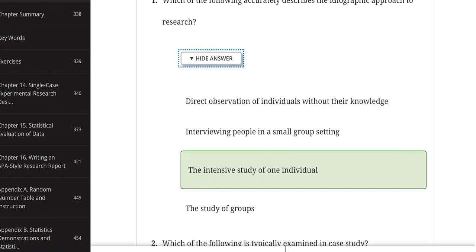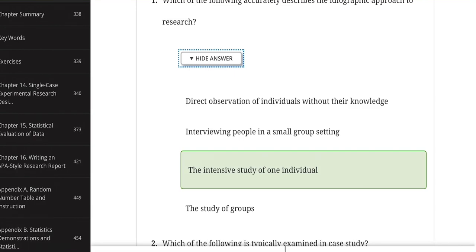Also, just to point this out, this says direct observation of individuals without their knowledge or interviewing people in a small group setting. Those maybe could have tripped you up a little bit because it says individuals and small group. The case study can involve lots of different things, observing, interviews. It can involve lots of those things. But the reason those are not the answers is because case studies are not without the person's knowledge. In most cases, they know.